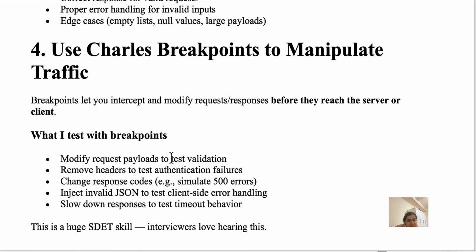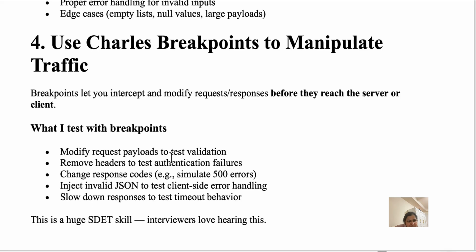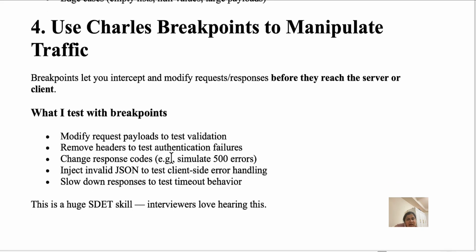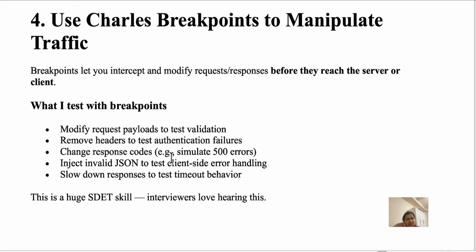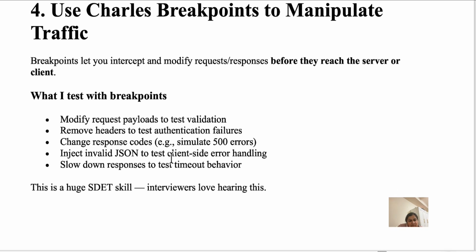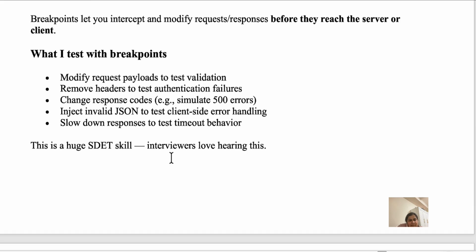We also need to use breakpoints to manipulate the traffic. Basically, set a breakpoint, then modify the request and payload information and validate it, and see what status code is getting returned and what problems we face. It could be an authentication problem or something.